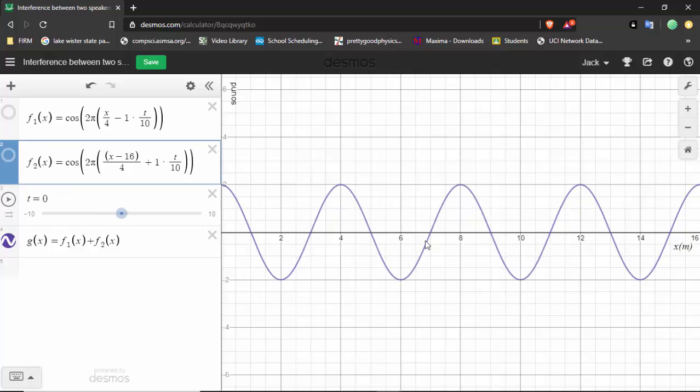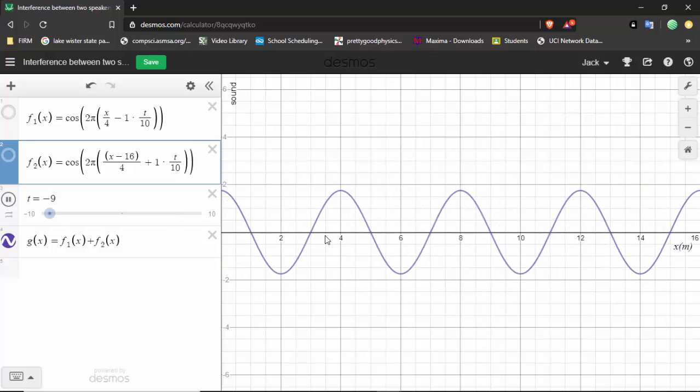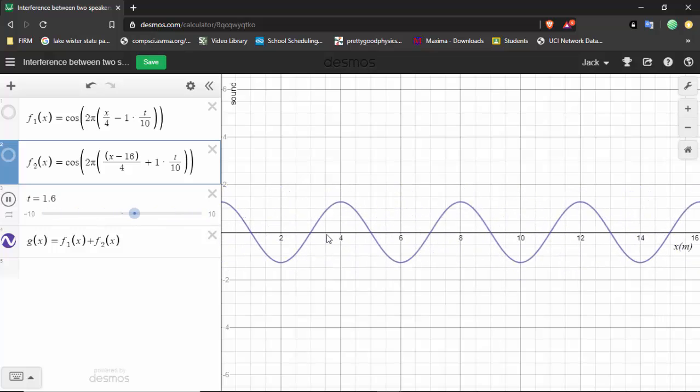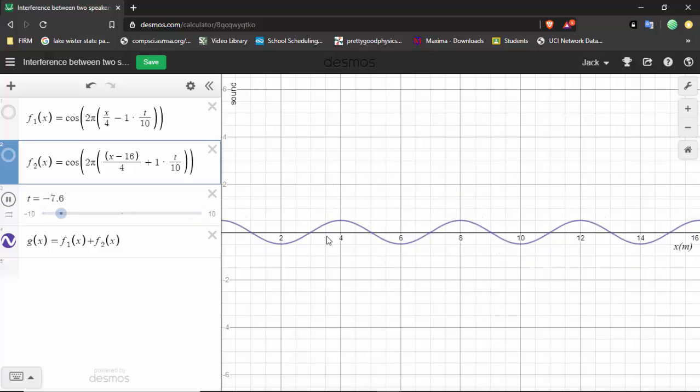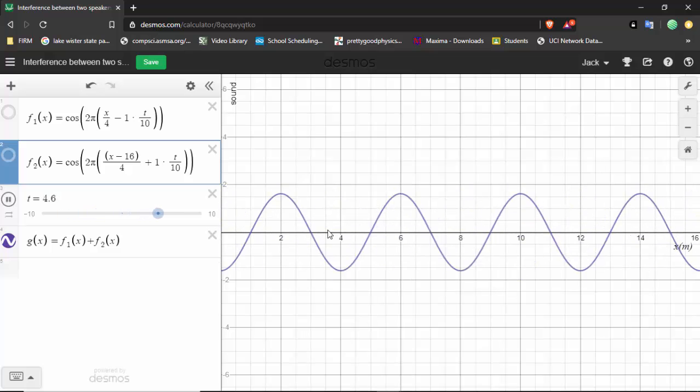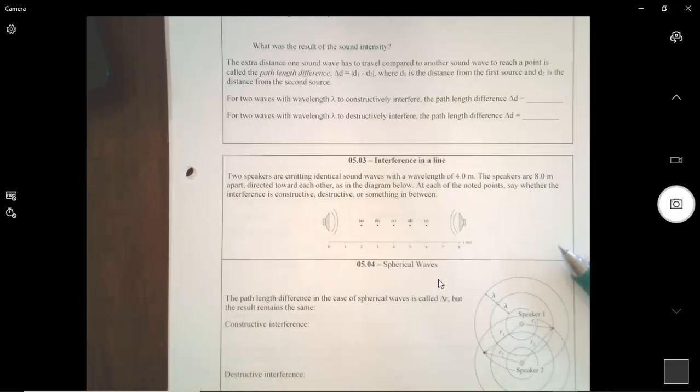And we could keep on going, right? There are some points that are in between, right? So 3.5 meters. It's neither one, right? It's neither completely destructive nor completely constructive. It's just in between. We are going to focus on how to calculate the destructive and constructive points.